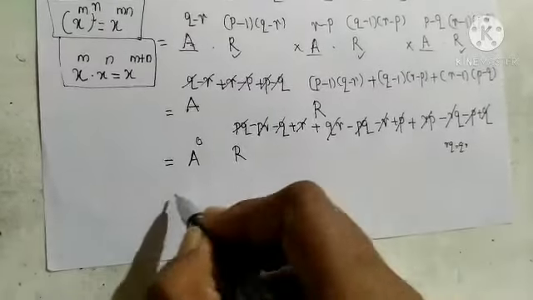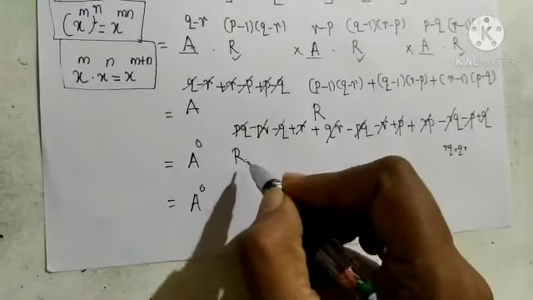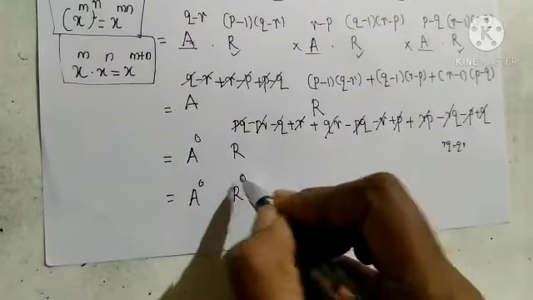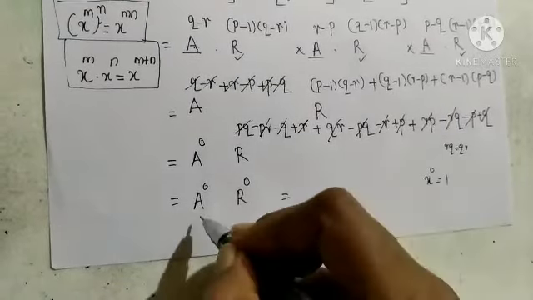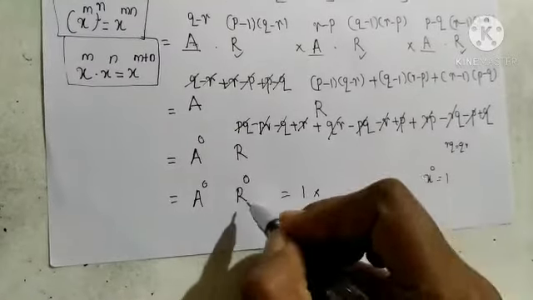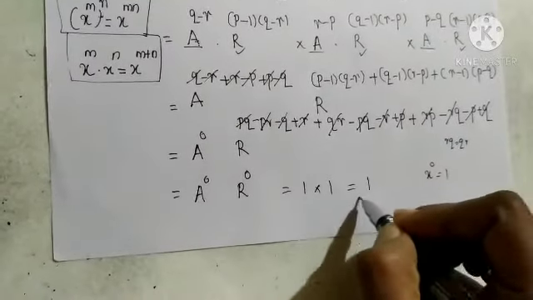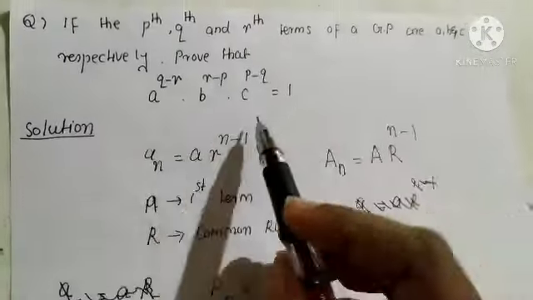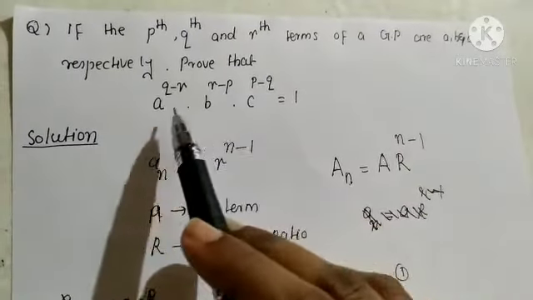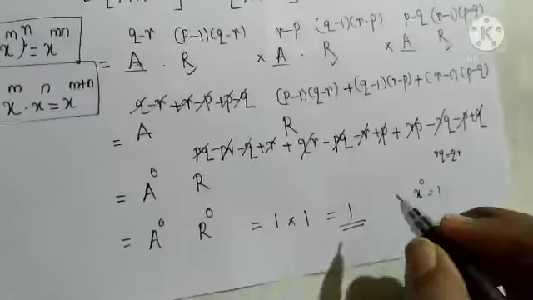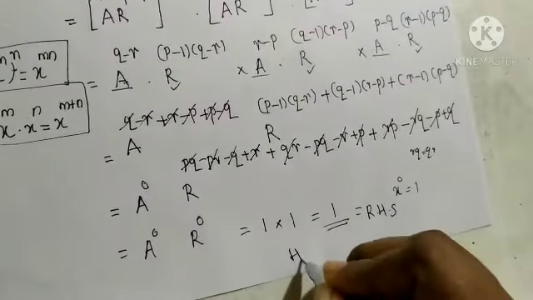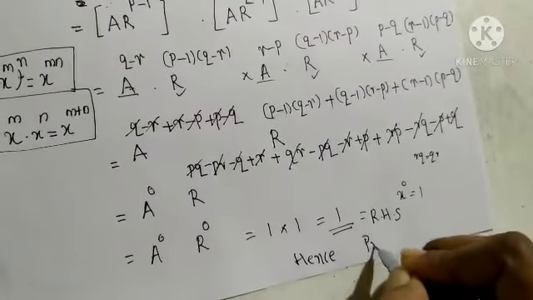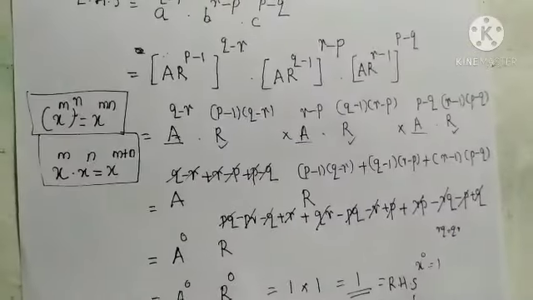The whole power of R will become 0. And we know that x raised to 0 equal to 1. So a raised to 0 is 1 and r raised to 0 is 1. And finally we get 1. And we have to prove that LHS equal to 1. So we have shown LHS equal to 1. And this is our RHS, right? So hence proved. I hope you understood this question.